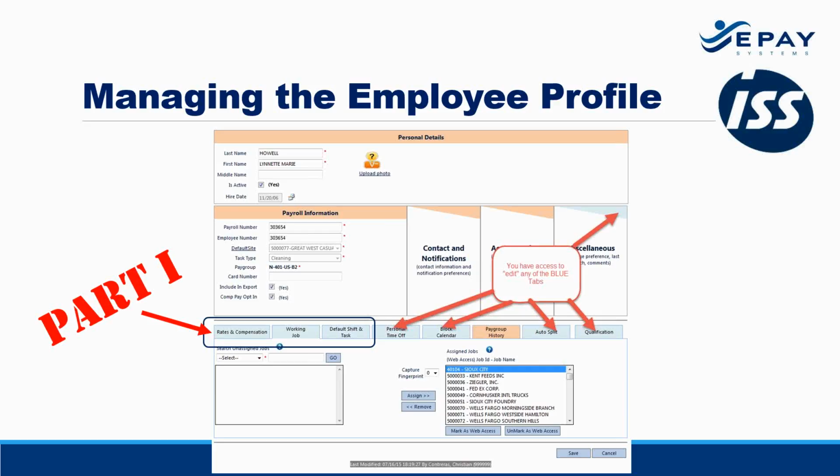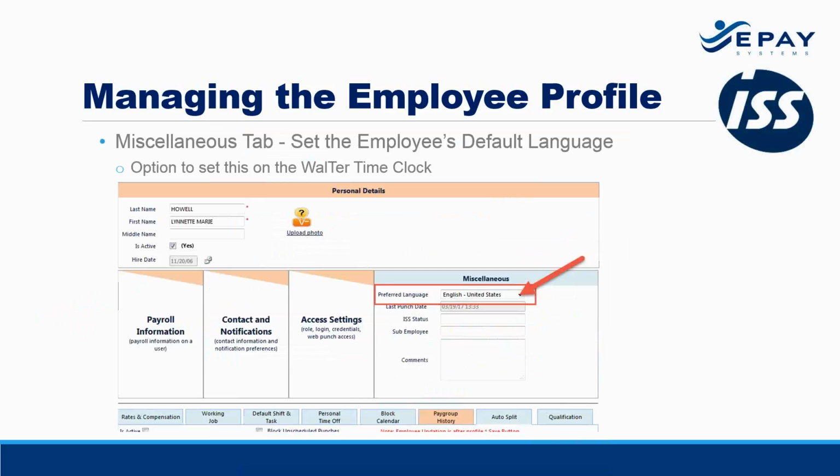Now let's go into our next screen. Here you have a section that's not often talked about on the employee profile, the miscellaneous tab. I call it the miscellaneous section. In that section, you can go in and set a preferred language for an employee. I bring this up because lately we've had a lot of requests for other languages like Spanish, obviously, and French.